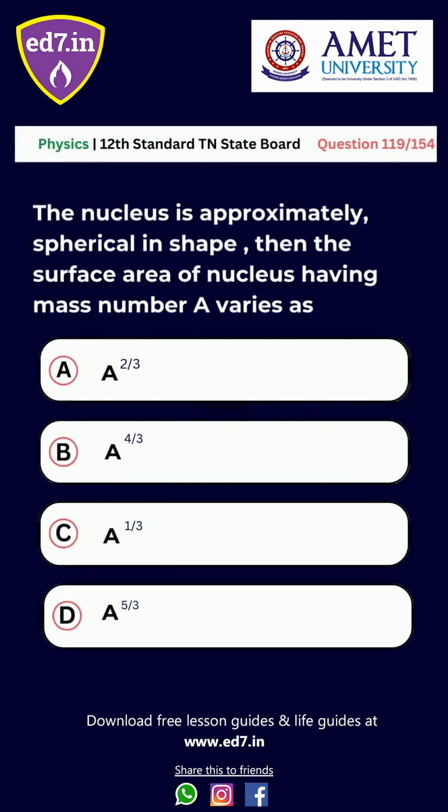Question number 119. The nucleus is approximately spherical in shape. Then the surface area of a nucleus having mass number A varies as: option A, A power 2 by 3; B, A power 4 by 3; C, A power 1 by 3; D, A power 5 by 3. The right answer is option A, A power 2 by 3.